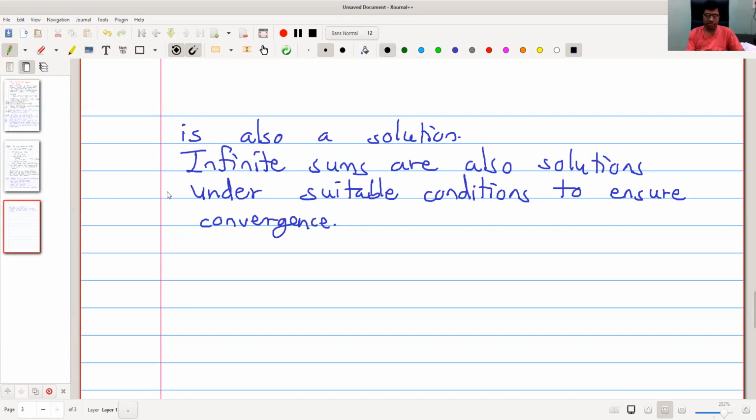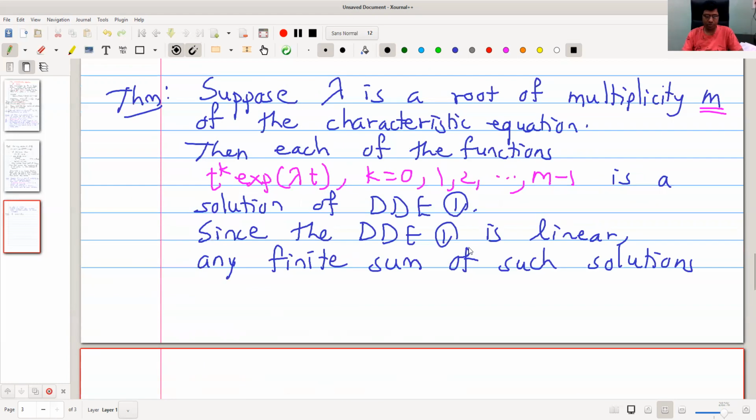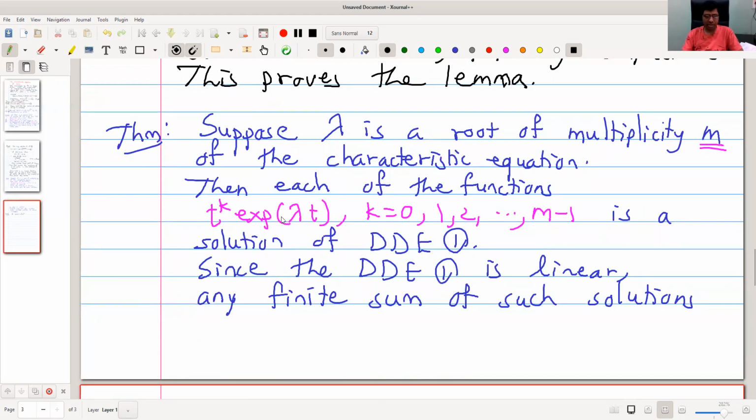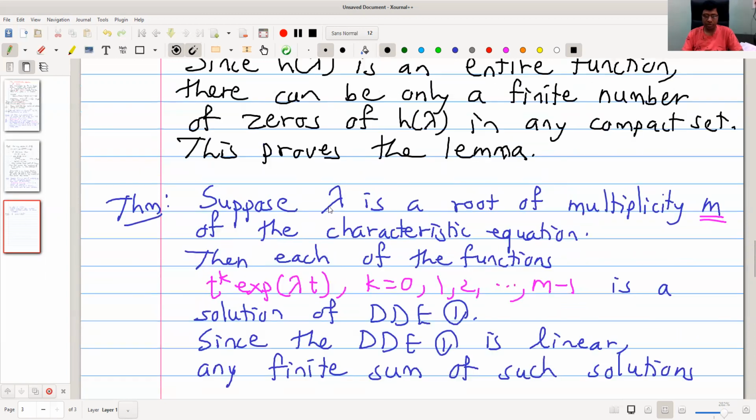Let us prove this result. If x of t equals t raised to k e raised to lambda t, what we have to prove is that t raised to k e raised to lambda t is a solution. Given that lambda is a root of the characteristic polynomial with multiplicity n, the first thing is that e raised to lambda t is a solution of the given delay differential equation.